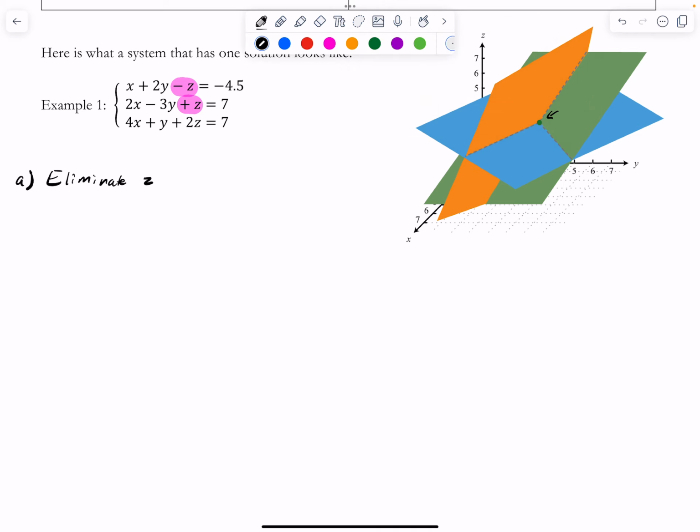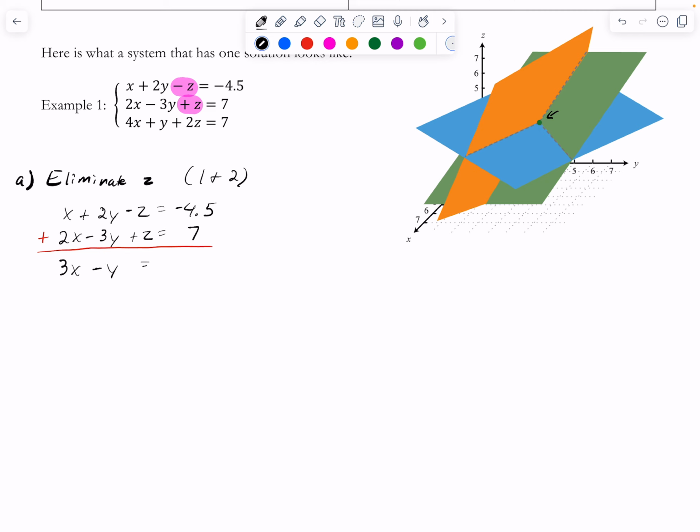Okay, so I'm going to eliminate Z, and this is using equations 1 and 2. All right, so I'm going to write x plus 2y minus z equals negative 4.5. Then write the second equation, 2x minus 3y plus z equals 7. And I can go ahead right now and eliminate that z because they have opposite signs. If I add vertically, I'll get rid of that z. So that's going to be 3x minus y equals 2.5. Okay, so hold on to that for just a second, okay?